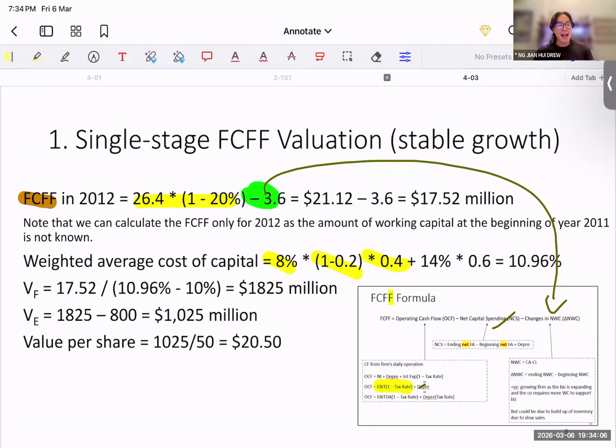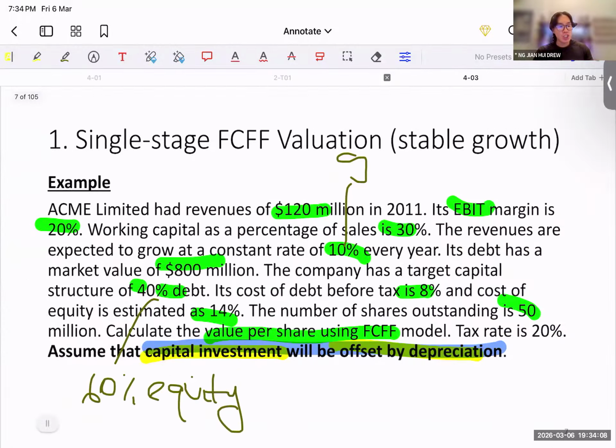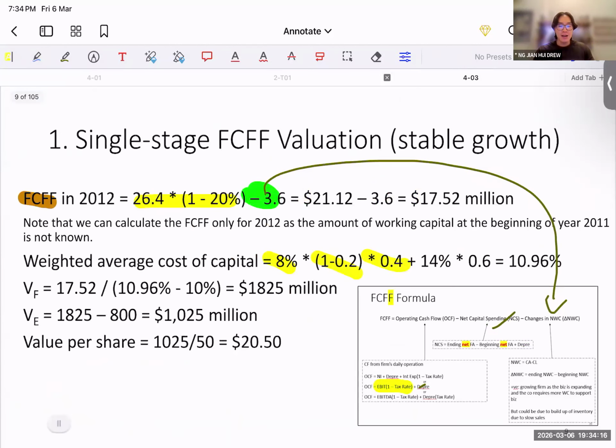And then remember the target debt structure. I'm just going to flip back to show you. Target debt structure is 40%, so 60% equity, like what we talked about earlier. So then our equity component is this, 0.6 times 14, where 14 is the cost of equity. And so that's how we get our WACC.